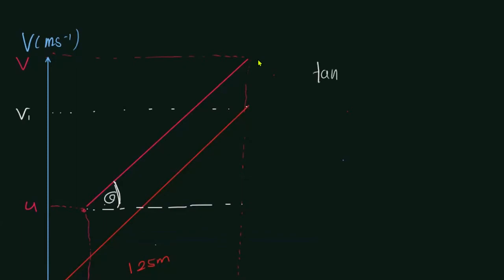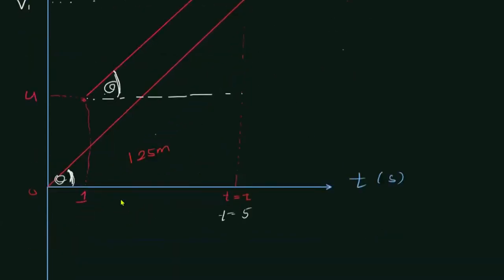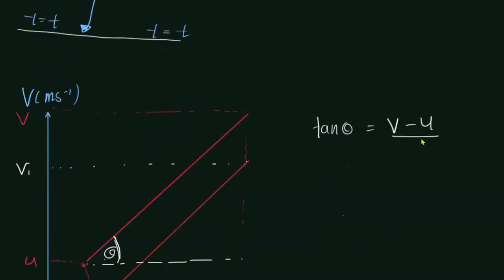Tan theta is what? Opposite is v minus u over the adjacent. Adjacent is 5 minus 1, so 4. Tan theta is 10, right? Because it's V. So V minus U is equal to 40. So what we need to find is U.